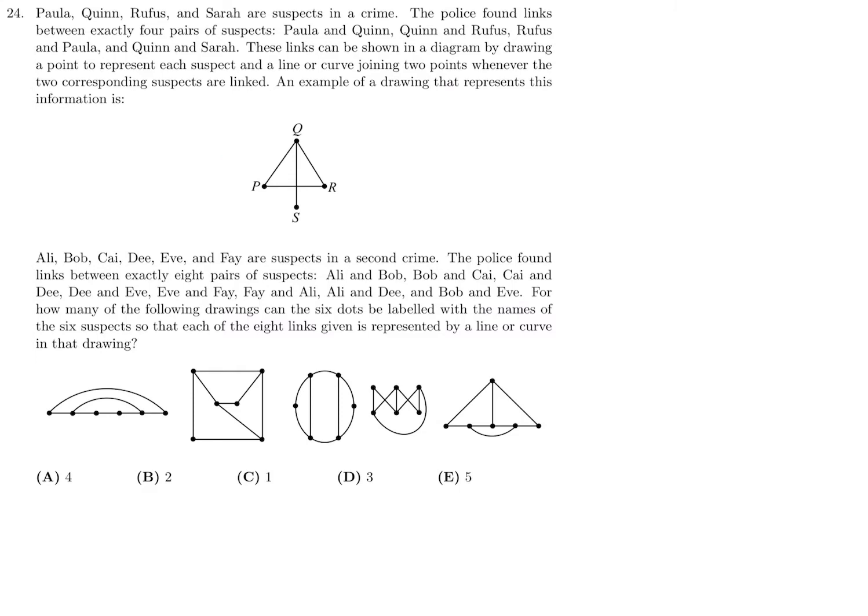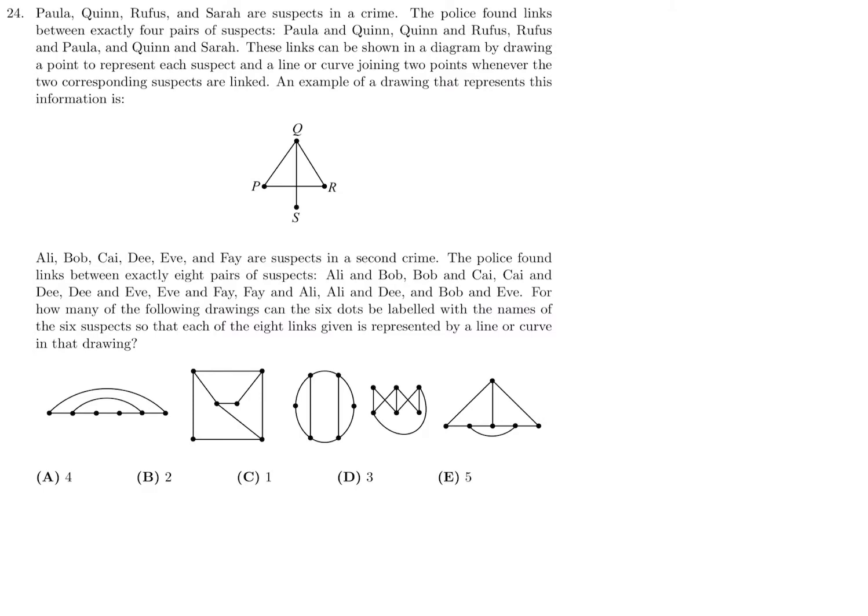Ali, Bob, Kai, Dee, Eve, and Faye are suspects in a second crime. The police found links between exactly 8 pairs of suspects. Ali and Bob, Bob and Kai, Kai and Dee, Dee and Eve, Eve and Faye, Faye and Ali, Ali and Dee, Bob and Eve. For how many of the following drawings can the 6 dots be labeled with the names of the 6 suspects so that each of the 8 links given is represented by a line or curve in that drawing?